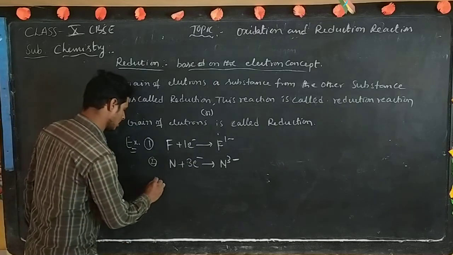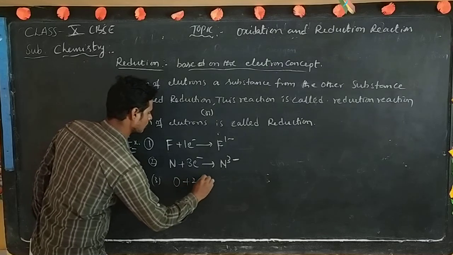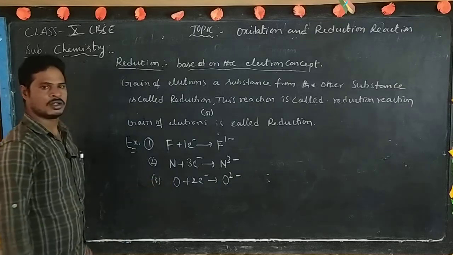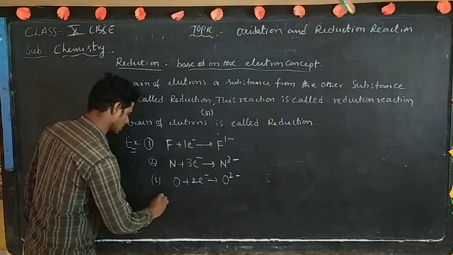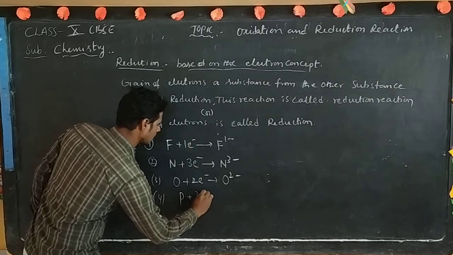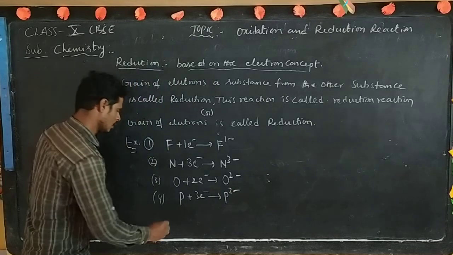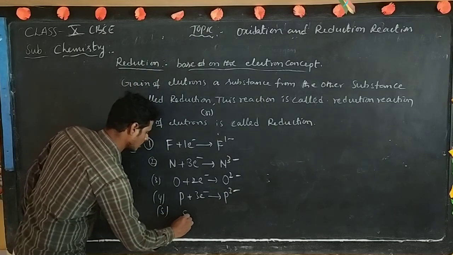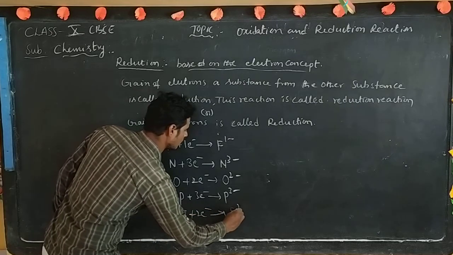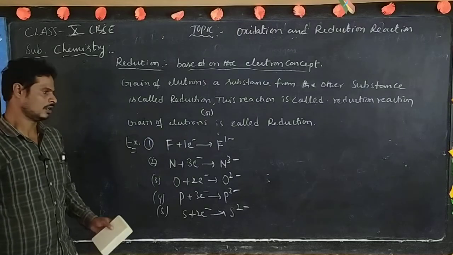Next, example 3. Oxygen gains 2 electrons to get O2 minus. Next, phosphorus gains 3 electrons to get P3 minus. Sulfur gains 2 electrons to form S2 minus. These are all examples of reduction reactions.